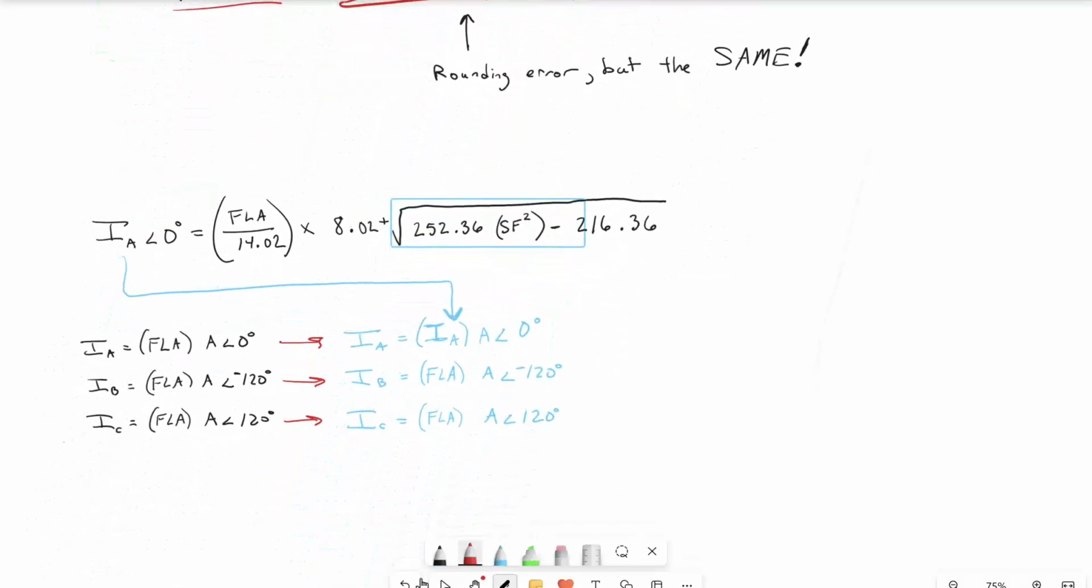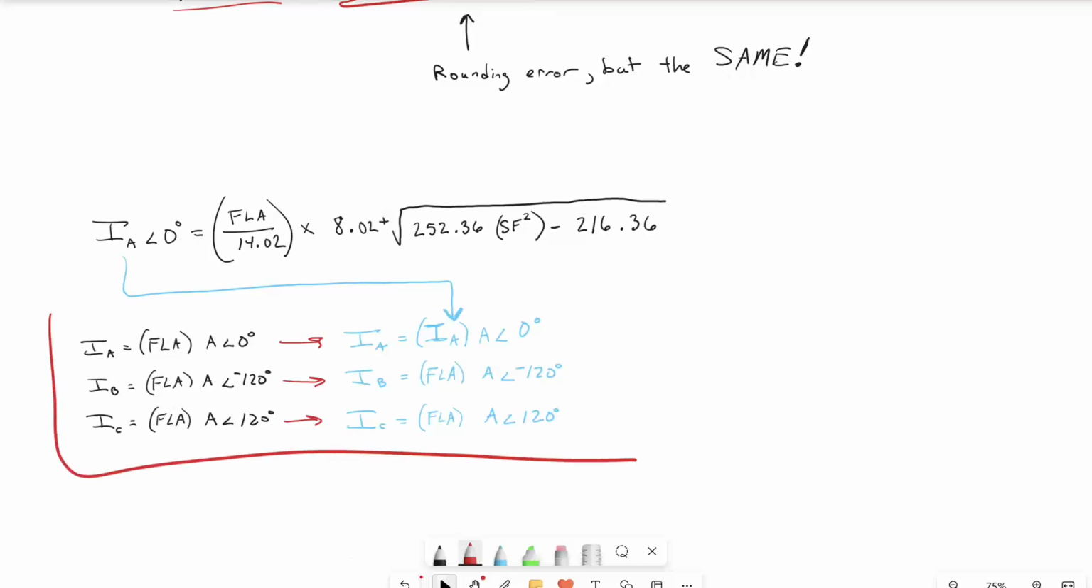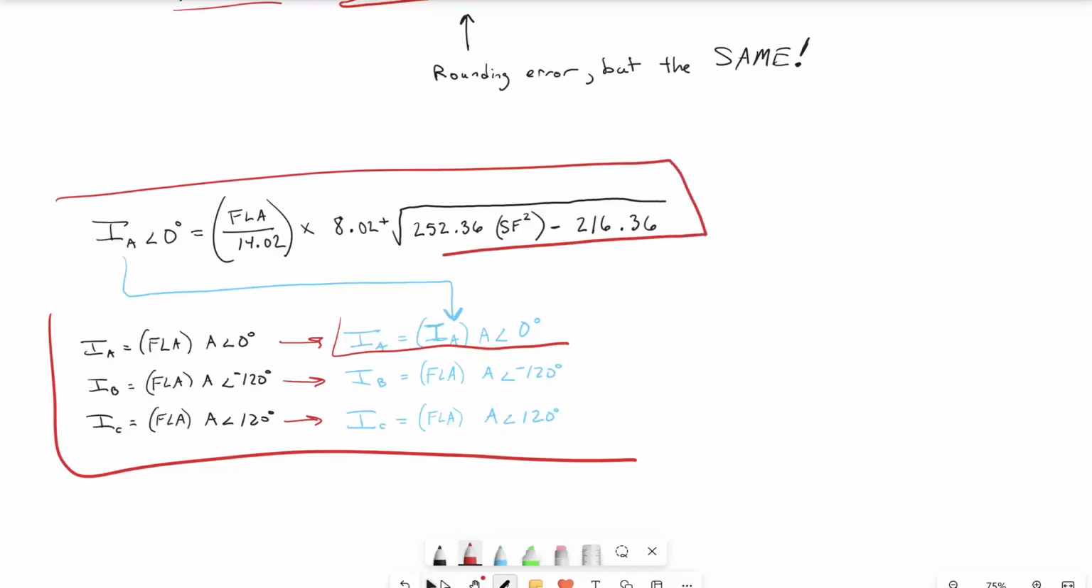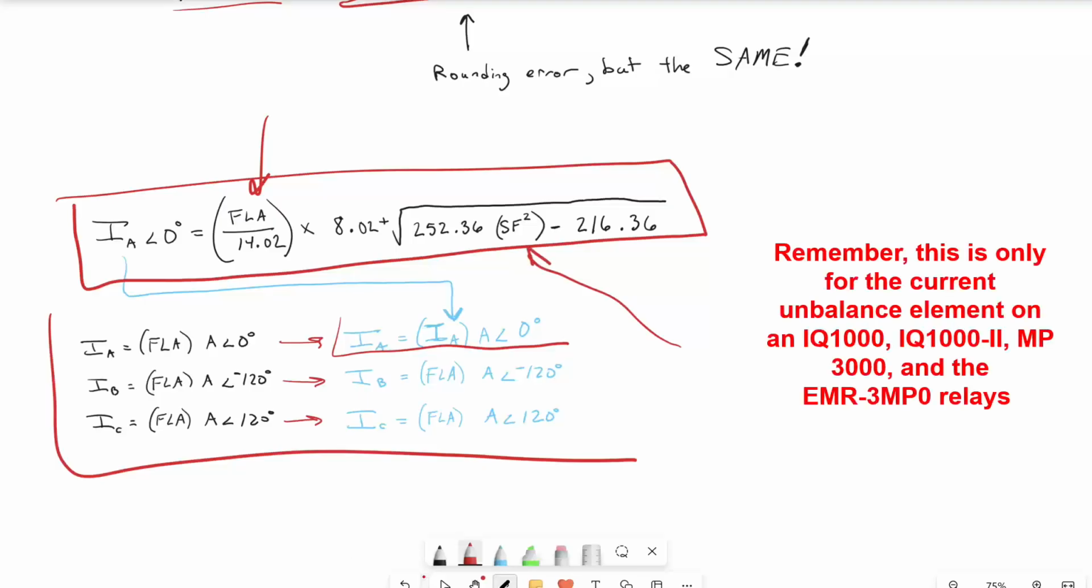So really, if you are going to apply the situation, if you start at FLA and you raise one vector, one phasor, and let's just say IA, and you leave all your angles balanced, you can use this equation right here, substitute your variables and use from the relay, the settings themselves, the FLA and the service factor, plug that in, and you can calculate where your A phase should pick up.